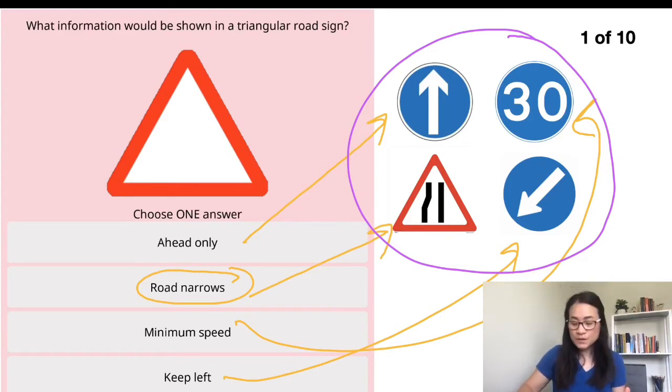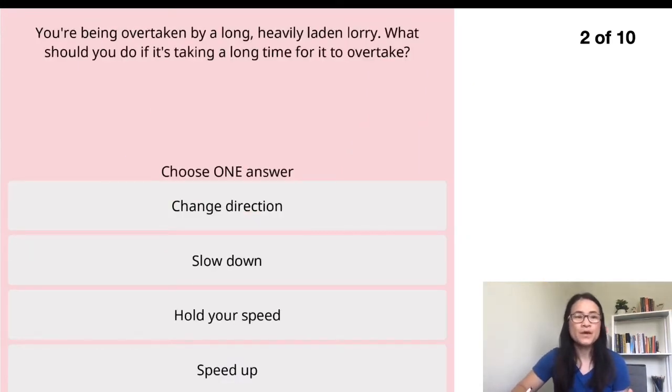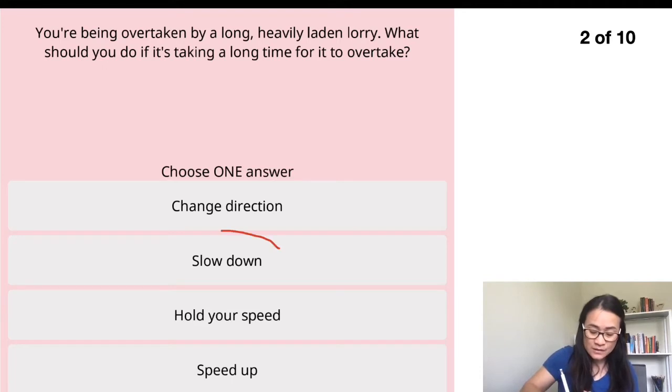Okay, let's move on to the second question. You are being overtaken by a long, heavily laden lorry. What should you do if it's taking a long time for it to overtake? What can you do to make it safe for you and for the car that is overtaking you? You need to just slow the car down. So the answer is slow the car down.